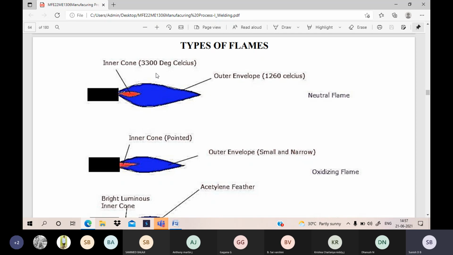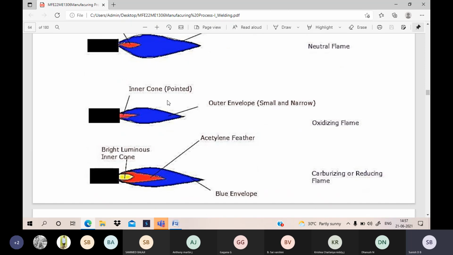Here the temperature is 3300 for the inner cone and 1260 for the outer flame. In the oxidizing flame, the inner cone temperature is 3500 degrees Celsius, and the outer envelope temperature is 1500 to 1600 degrees Celsius. The dimensions are also very small compared to the neutral flame. Next, the last one, the reducing flame or carburizing flame.